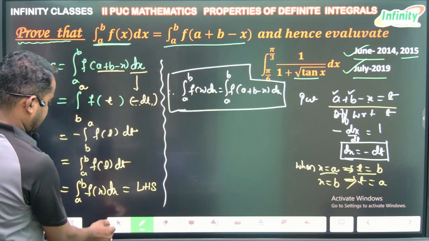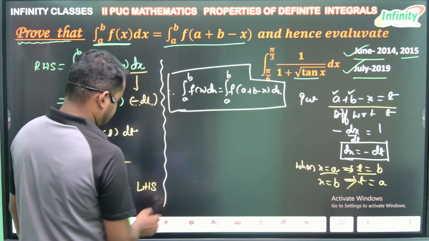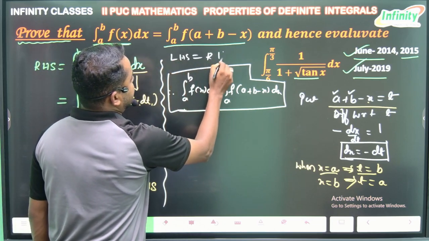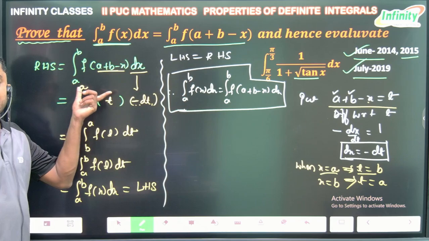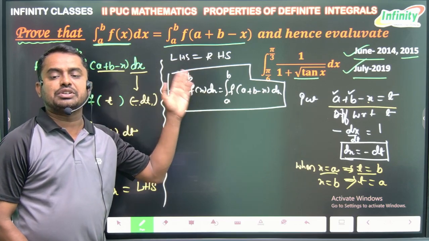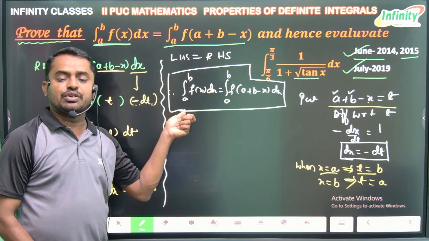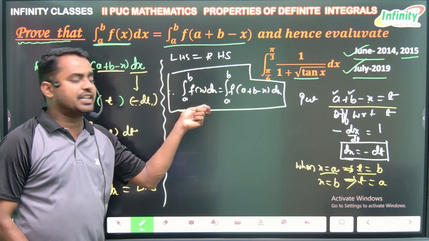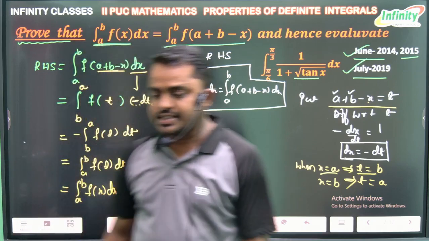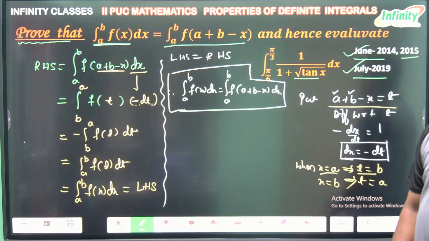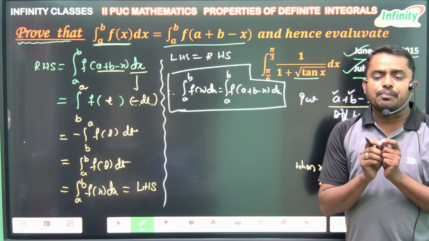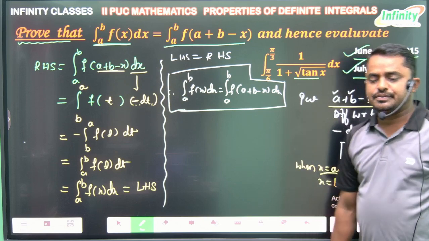So this is the proof of the property. LHS equal to RHS. So we have taken the RHS and proved the LHS. From the last we have to write the conclusion. LHS equal to RHS. Therefore integration of a to b f of x dx is equal to integration of a to b f of a plus b minus x dx. So this is the proof of the property, and it is a very important and very simple property. So pause the video and note it down.